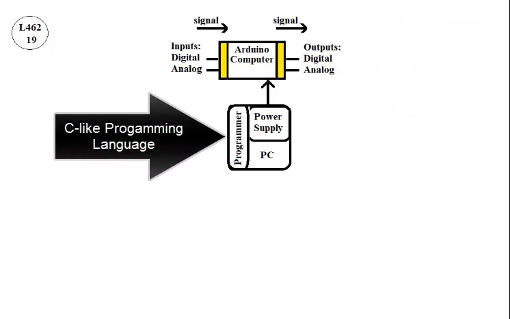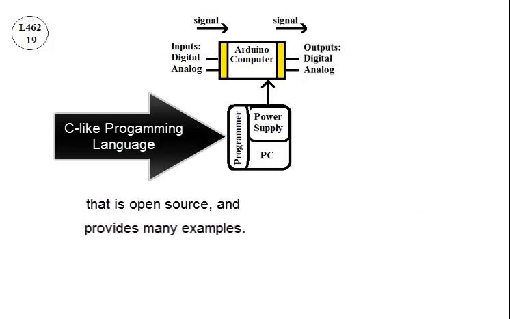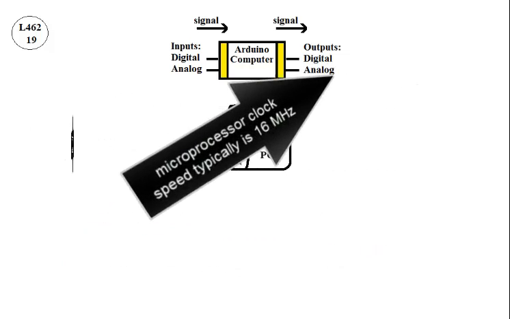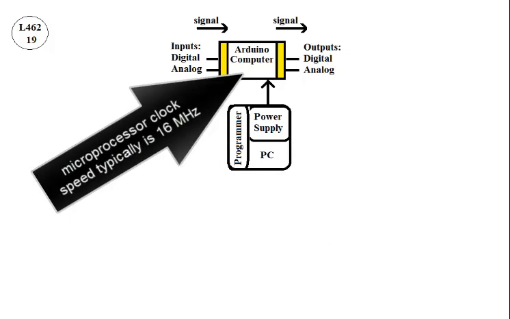It uses a C-like programming language that is open source and provides many examples. What does open source mean? The microprocessor clock speed is typically 16 megahertz.